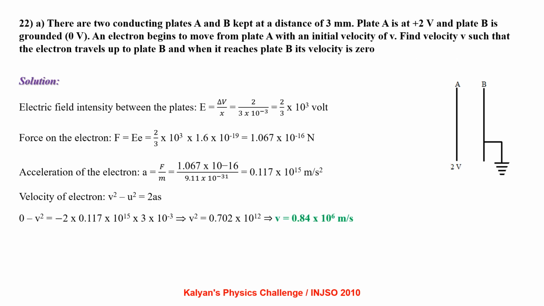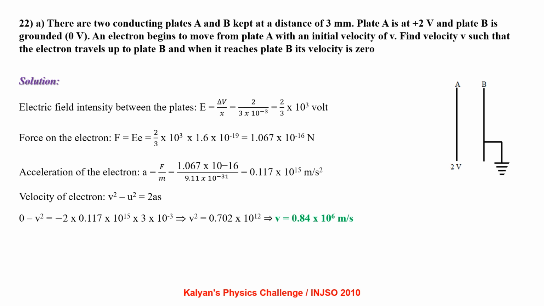There are two conducting plates A and B kept at a distance of 3 mm. Plate A is at plus 2 volts and plate B is grounded. An electron begins to move from plate A with an initial velocity of v. Find the velocity v such that the electron travels up to plate B, and when it reaches plate B, its velocity becomes 0. Electric field intensity between the plates E equal to delta V by X, that comes out to be 2 by 3 into 10 power 3 volt.